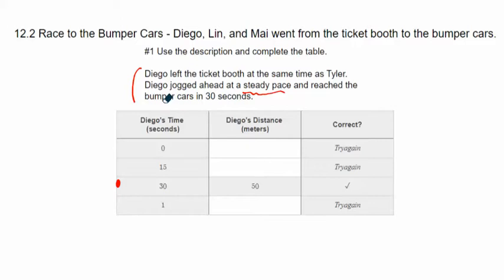Remember, this is my x value, this is my y value. So my x over my y would be 50 over 30. If I simplify that, it becomes 5/3. So that's my constant. Right here, when x is 1, that would be 5/3. That means that's what I'm multiplying by every time, 5/3. That's my constant rate.